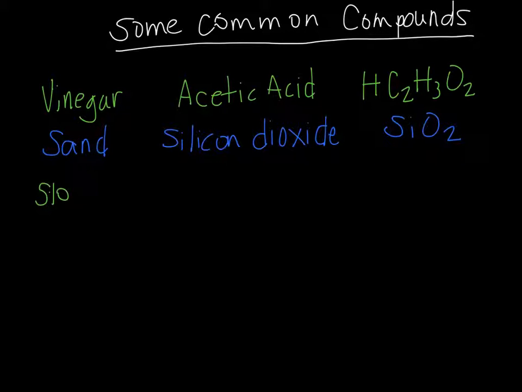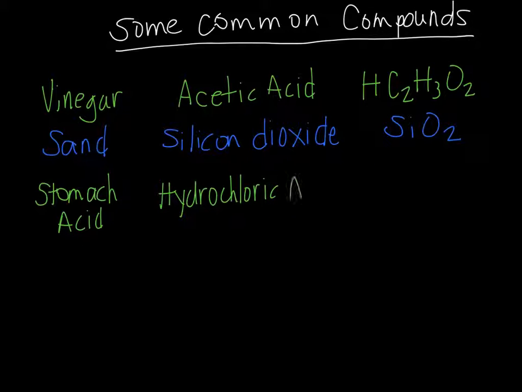If you ate too much Easter candy, you might have been plagued by stomach acid or heartburn. Stomach acid goes by the chemical name hydrochloric acid, and its formula is HCl. So when you look at that formula, there's 1 hydrogen and 1 chlorine there.